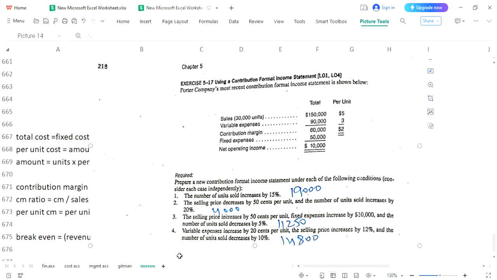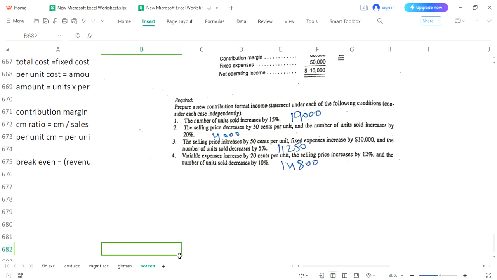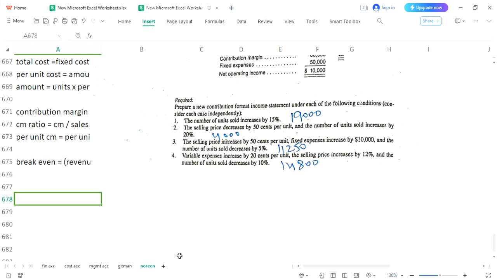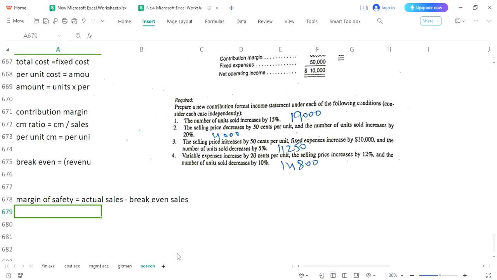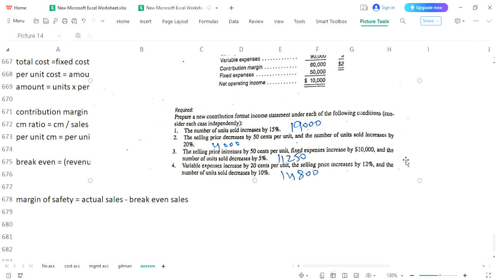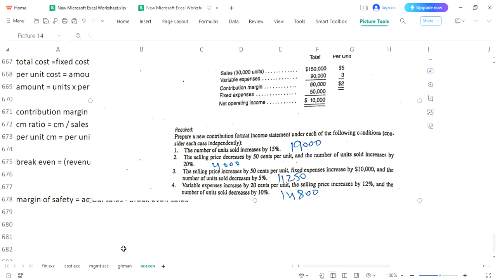Hopefully you have understood. Acha, let me know, do you remember what margin of safety was? Difference between actual sales and break-even sales. I was just willing to remind you of a few more things, and within the question we will see that.